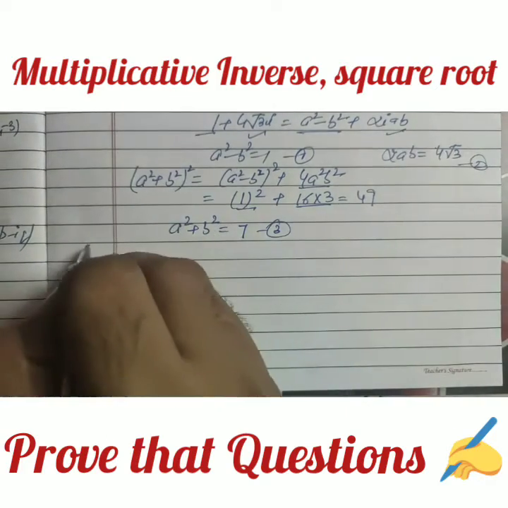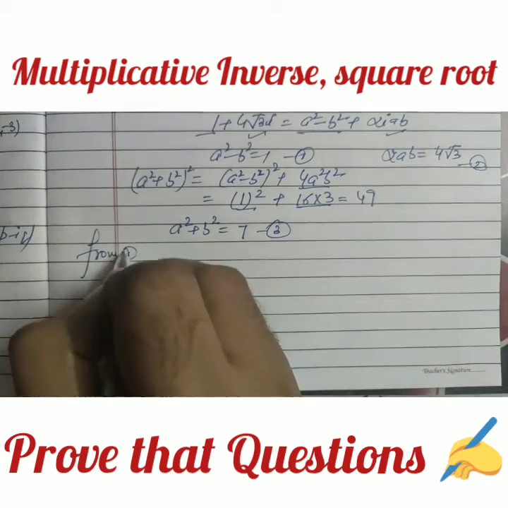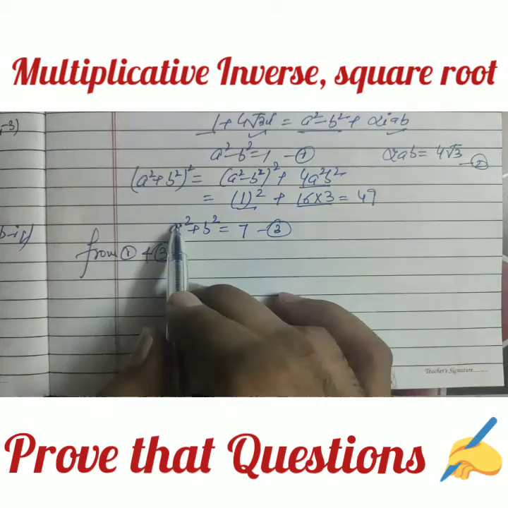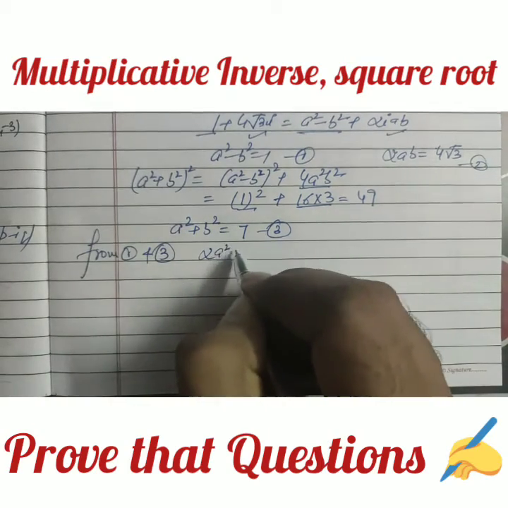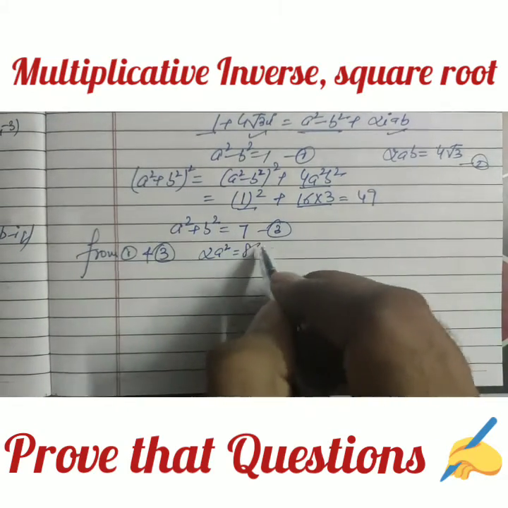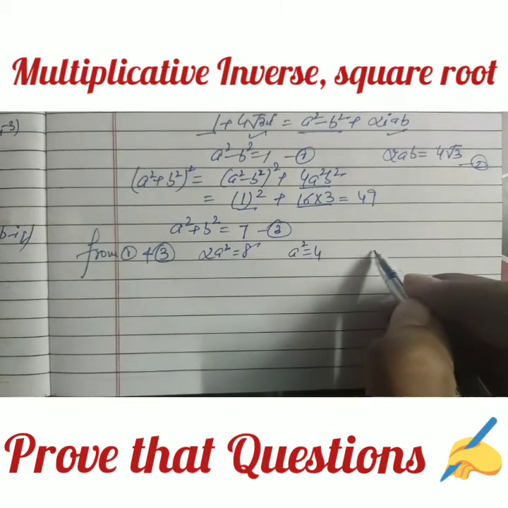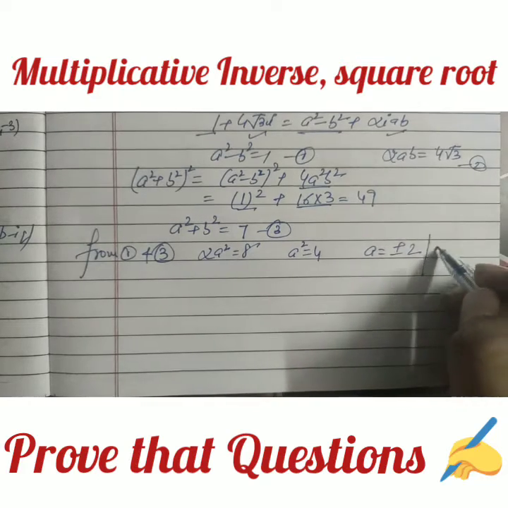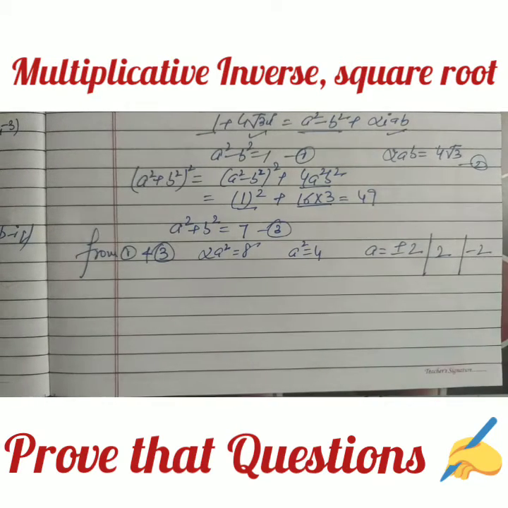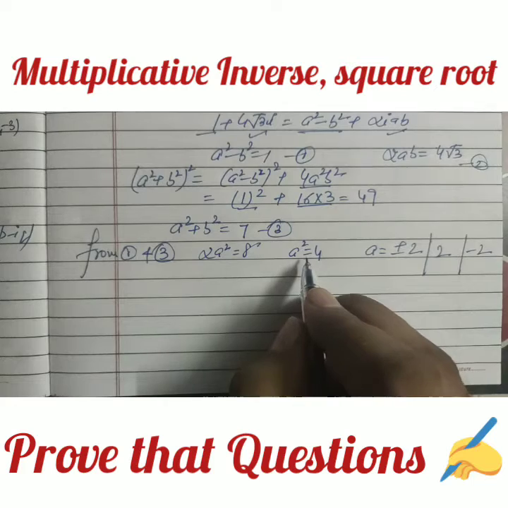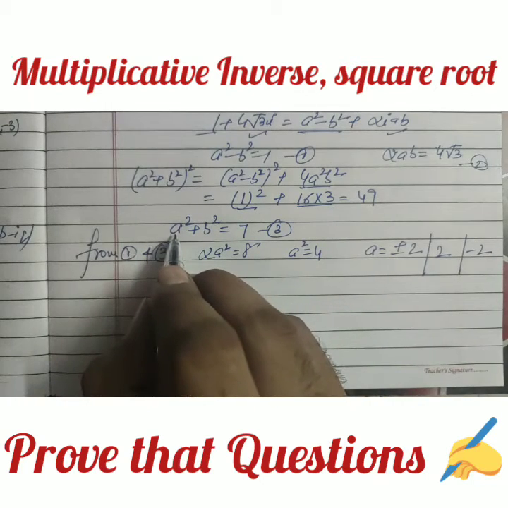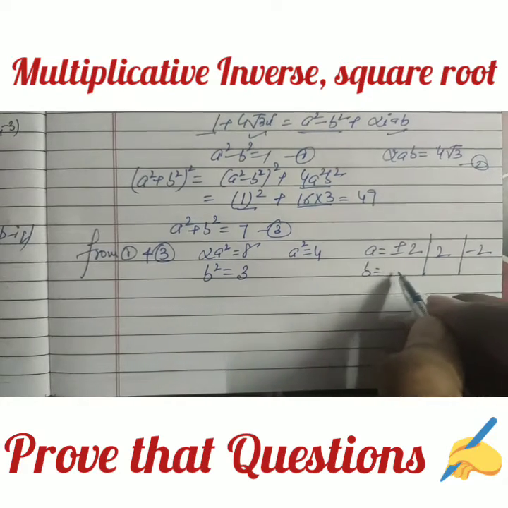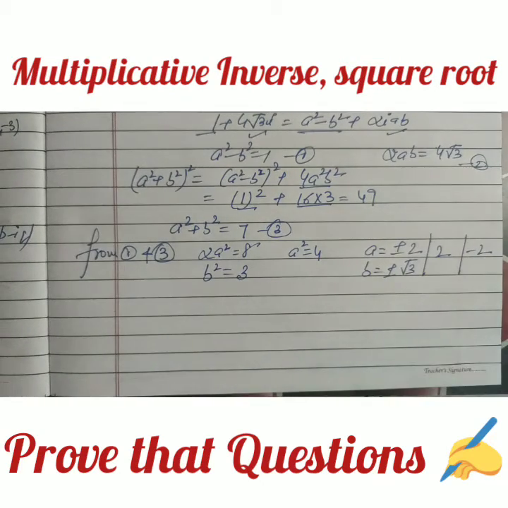If we solve 1 and 3 by adding them, b square cancels out and a square plus a square becomes 2a square. On the right side 1 plus 7 becomes 8. So a square is equal to 4, and the value of a comes out plus minus 2, either plus 2 or minus 2. Using a square equal to 4 in 3, we get b square equal to 3, so the value of b becomes plus minus root 3.